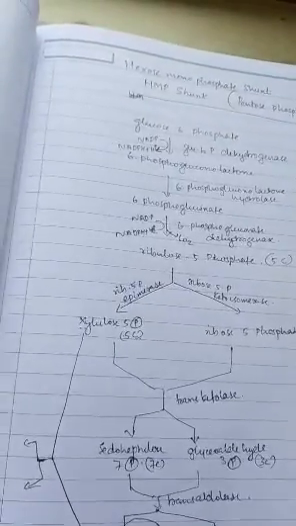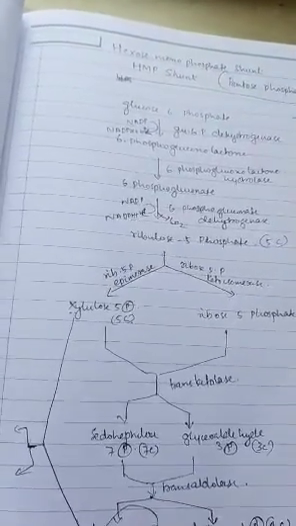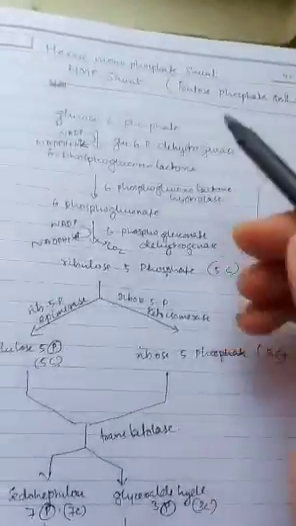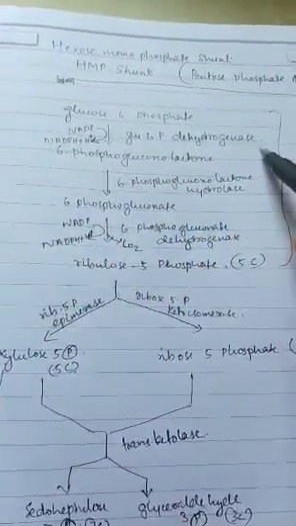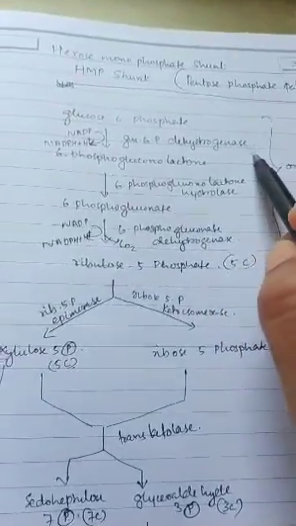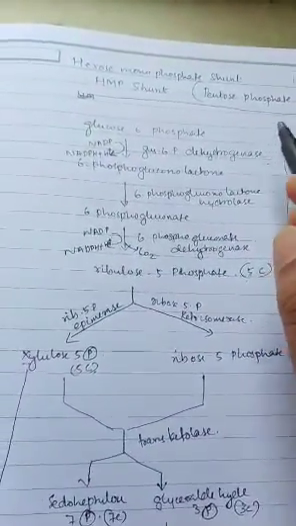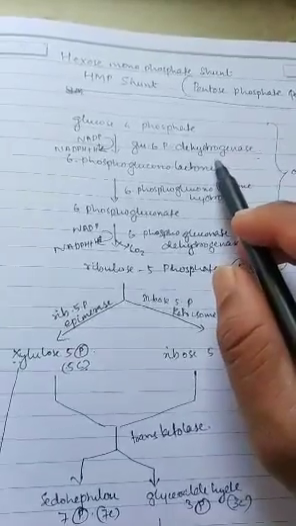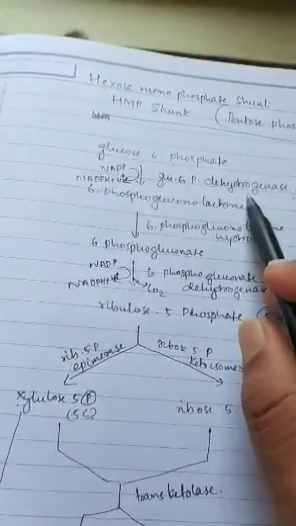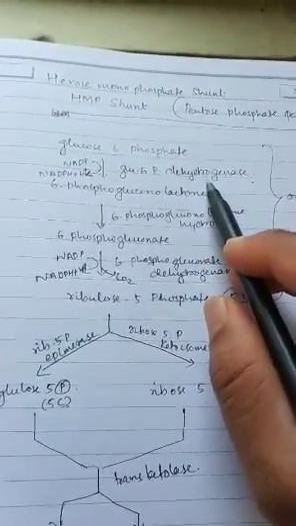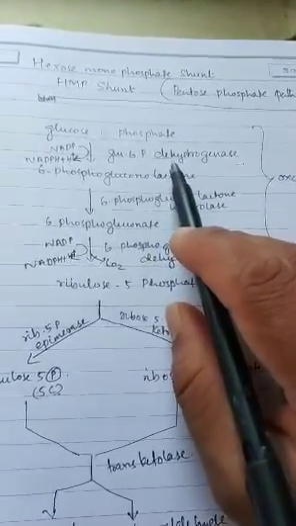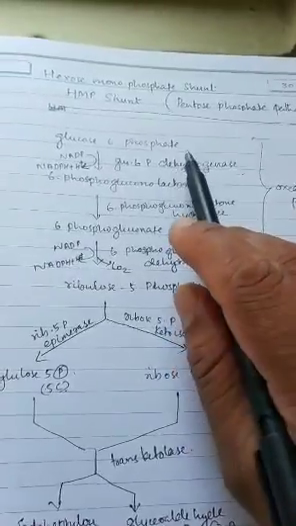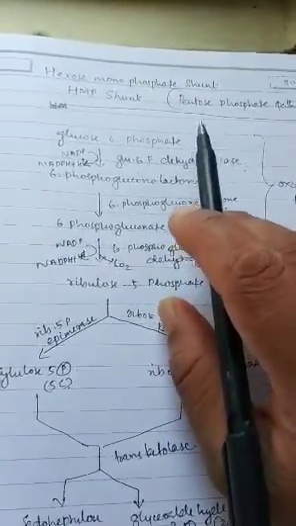Then coming to the regulation of HMP shunt, the first enzyme, glucose 6-phosphate dehydrogenase, is a regulatory enzyme for this HMP shunt. Glucose 6-phosphate dehydrogenase regulates this HMP shunt. If the amount of NADPH is more, then it inhibits HMP shunt. NADPH ൻ്റെ എമൗണ്ട് കൂടുതലാണെങ്കിൽ ഇത് HMP ഷണ്ടിനെ ഇൻഹിബിറ്റ് ചെയ്യും.